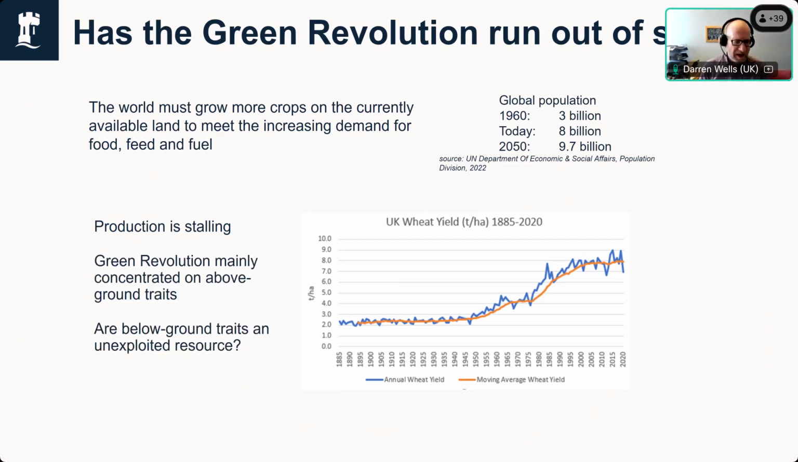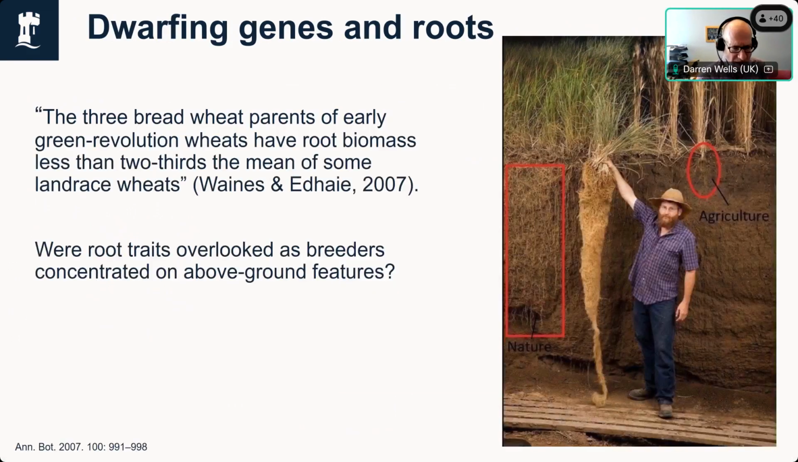This led to the concept that because the Green Revolution mainly concentrated on what people could measure, which are above-ground traits, is everything going underground an unexploited resource? And there's a little bit of evidence for that. So the Waines and Ehdaie study in 2007 looked at the parents of some of the Green Revolution early lines, and their root biomass was about 2/3 the size of landraces. So the landraces definitely had larger root systems.